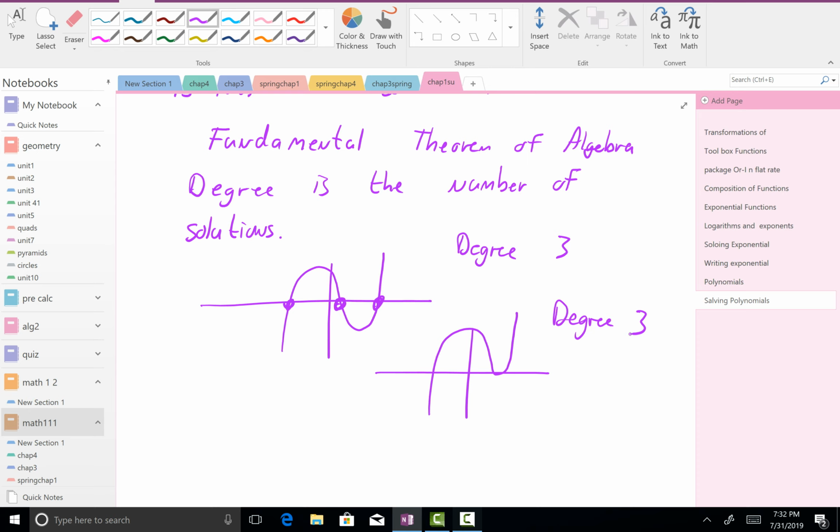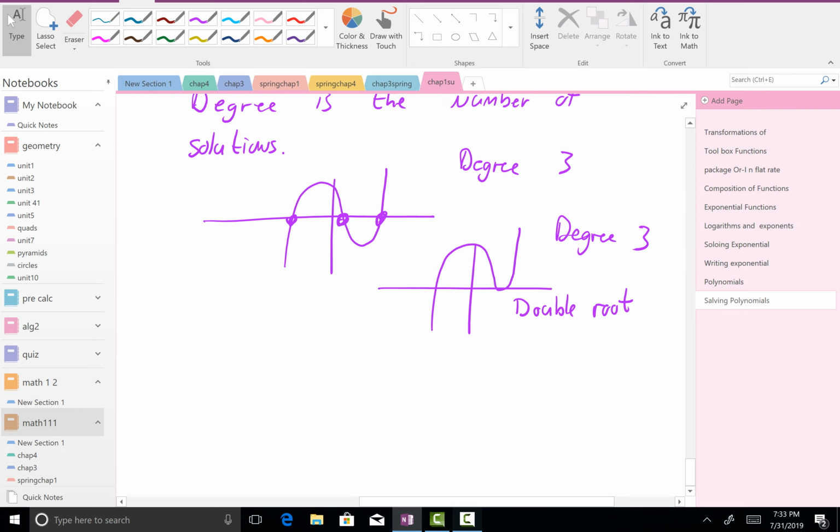When it comes here and touches this and bounces off, what was that called? Remember? Multiplicity of 2, right? Or a double root. This one counts as 2. So when you see something like that, you automatically know that it counts as 2. When it bounces off, that's called a double root. So 1, 2, 3, we're still good.